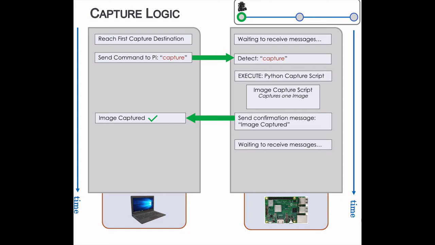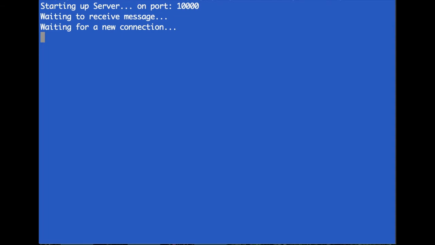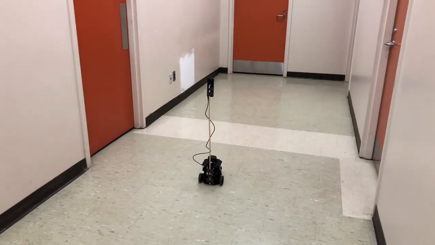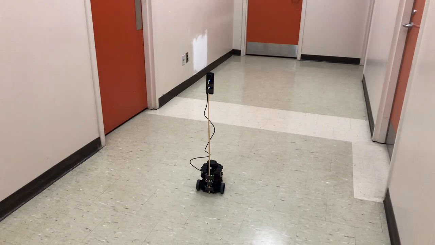I will now show a demo of the terminal output on the Raspberry Pi. As you can see, the terminal shows the message server being started up on the Raspberry Pi. The server is now waiting to receive messages. At this point, the robot will begin to move in the indoor environment until it reaches a specified point on the map. When this point is reached, the robot stops moving and an image will be captured.